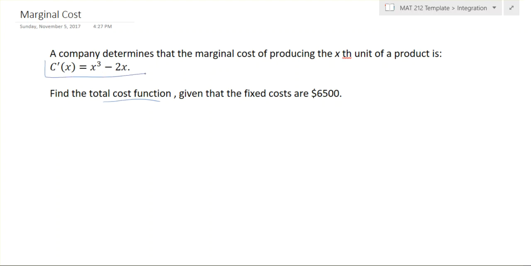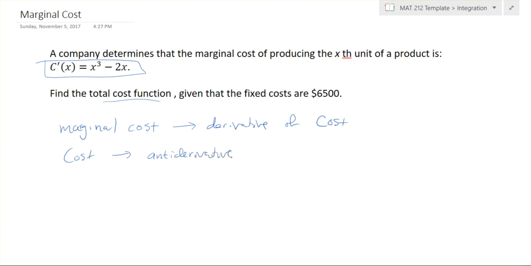Okay. Now, again, notice the marginal cost, and we've talked about this before, the marginal cost is the derivative of the cost, which means cost is the antiderivative of marginal cost. So if I want to come up with a cost function, I need to compute the indefinite integral of my marginal cost function. And my variable here is x, so I'm going to compute the integral with respect to x.